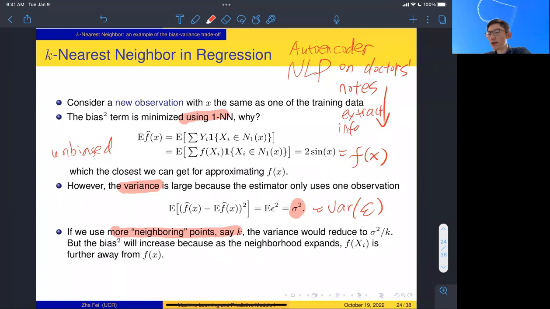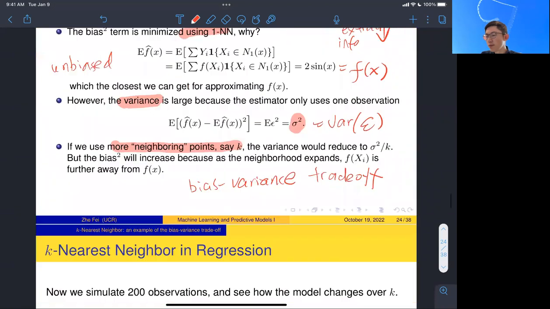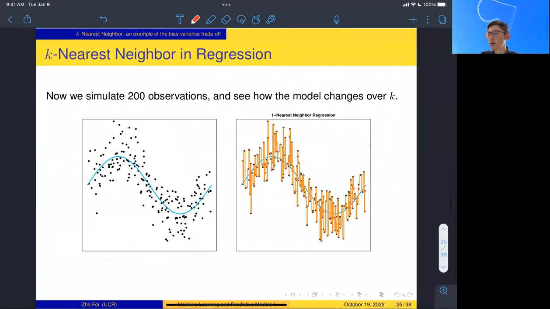We would prefer the smaller variance in some sense. But at the same time, the bias will increase, because as the neighborhood expands, the neighbors you use to estimate the target are further away from the target. So it would introduce additional bias. This is essentially the so-called bias variance trade-off. I believe some of you must have heard of this trade-off. So even in this k nearest neighbor example, we want to illustrate this bias variance trade-off as well. So let's take a more detailed look into it.